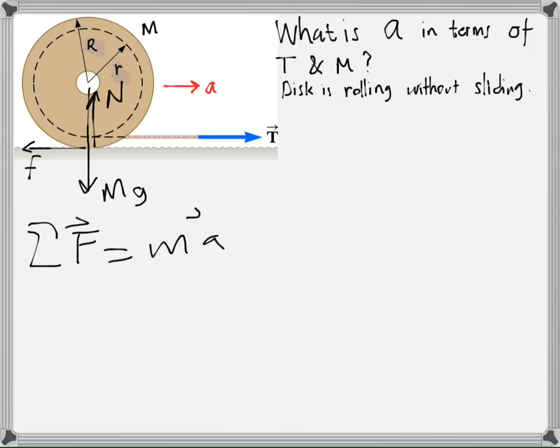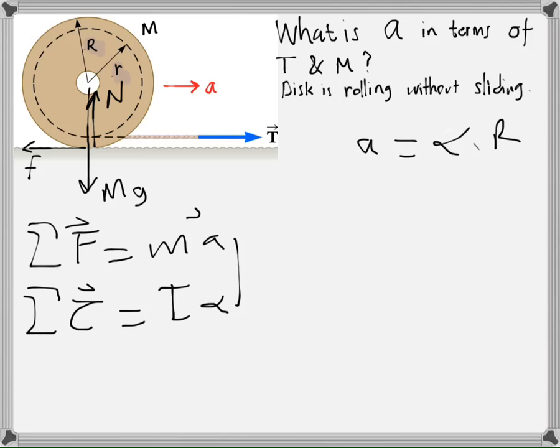It must have a rotational acceleration. If it has a linear acceleration and it's not slipping on the surface, it's rolling and going, then it must have a rotational acceleration. That means you have to also write down the torque equation, two equations, the moment of inertia times alpha. But we know A and alpha are related to each other again, right? And A is equal to alpha times R, or alpha is equal to A divided by R.